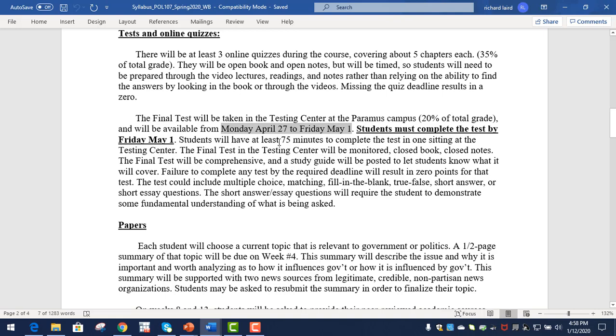So you'll have at least 75 minutes to complete that test in the testing center, and it will obviously be monitored, closed book, closed notes there in the testing center.